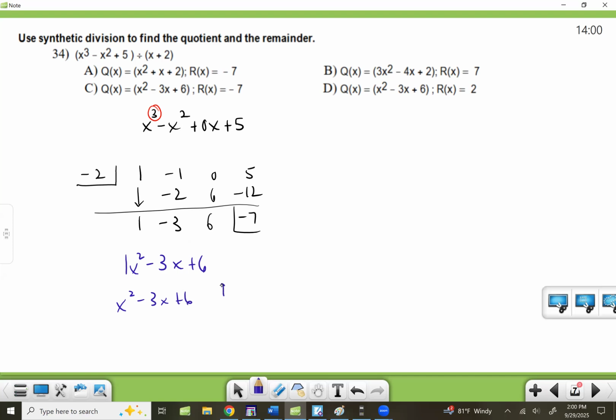And then our remainder is going to be, our r of x is going to be -7. I guess I should call this q of x for quotient, right? Hey, only 2 of them even had a remainder of -7. So these guys were goners anyways. And it looks like the answer has to be C, because that one has the correct quotient. All right.